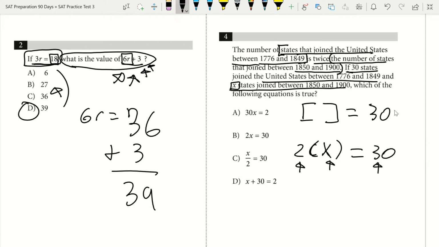So we see we have if 30 states joined between 1776 and 1849, right? So that was this right here. Our parentheses was the number of states that joined between 1776 and 1849. Then we know that that is equal to 2 times the number that joined between our parentheses, which we said was the states joining between 1850 and 1900. So the correct answer here is going to be B, 2x equals 30.